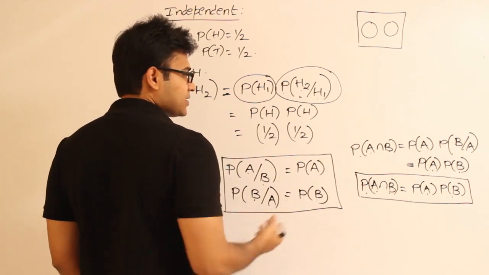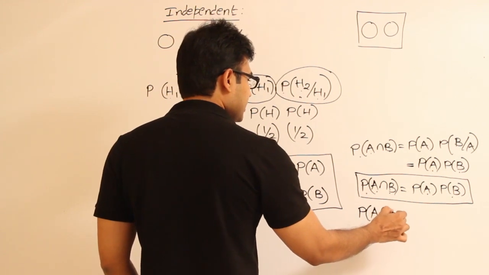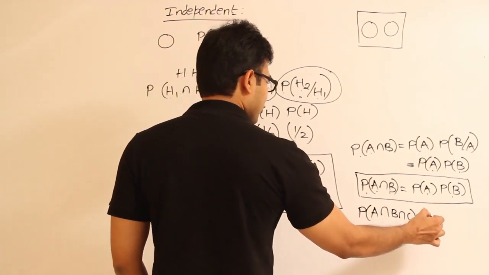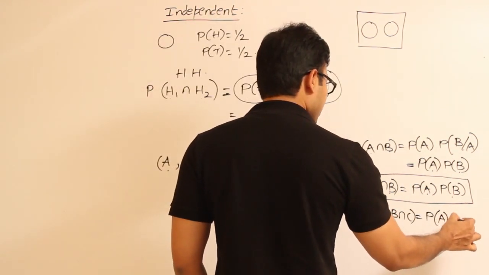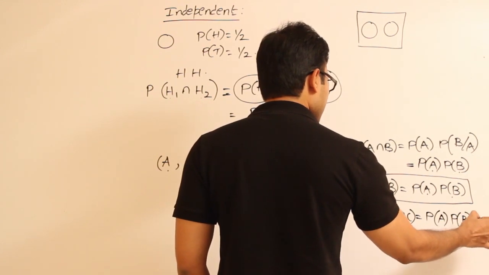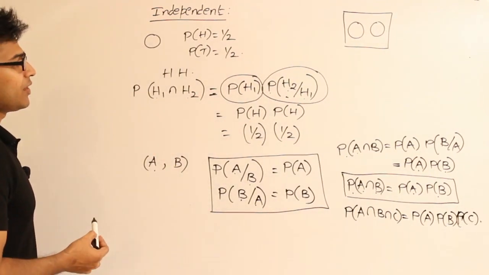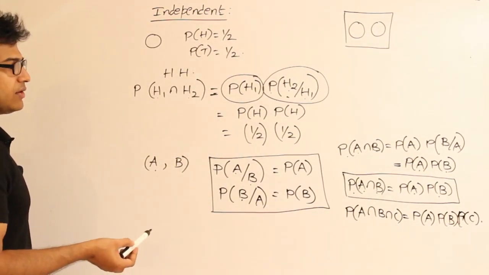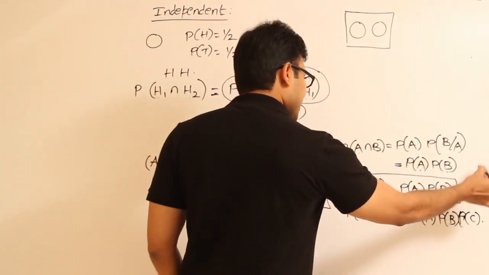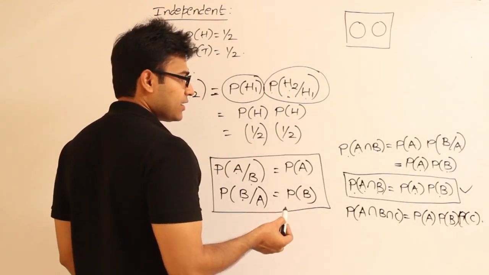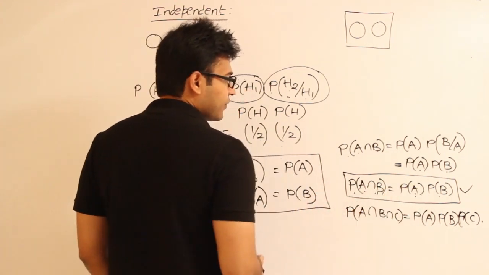Now it can even be extended to more than two events. For example, if A, B and C are three independent events, then the probability of A, B, C combinedly happening is equal to the probability of A into the probability of B into the probability of C. Got it? So one way to understand it is, if it is already given that A and B are independent events, then we can apply this formula. And the second way is, if you can find out that for any two events this formula holds, then we can declare that they are independent events.